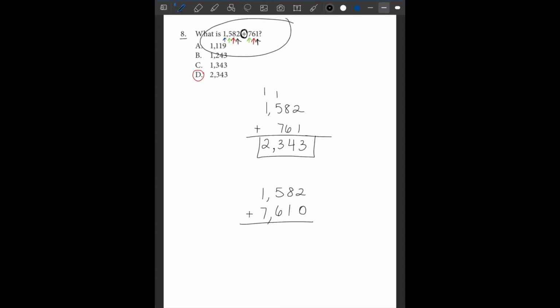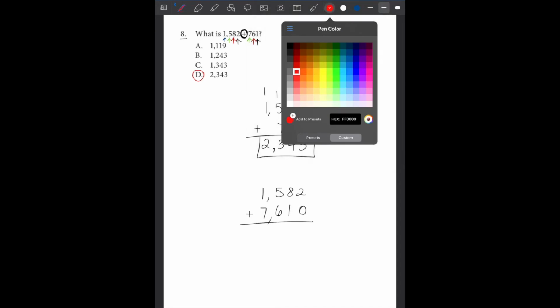So this is a very simple problem. Don't get it mixed up and don't mess it up. Just line up the numbers according to their arrows and the places that the numbers go in. Again, the answer is option D.